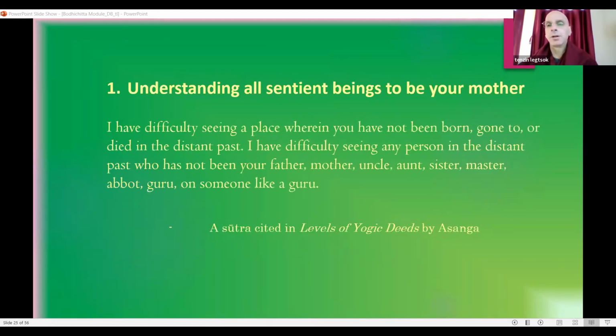So let's just spend a few minutes reflecting, trying to generate the understanding that all sentient beings have been our mother in a past life, or at least we can't point to any sentient being and say they haven't been our kind mother. And here you can also think about the kindness of your father, grandparents, aunts, uncles, and so forth. But we can't definitively say any sentient being has not been kind to us in some way in a past life. But especially recognizing all sentient beings have been our mothers and so forth.